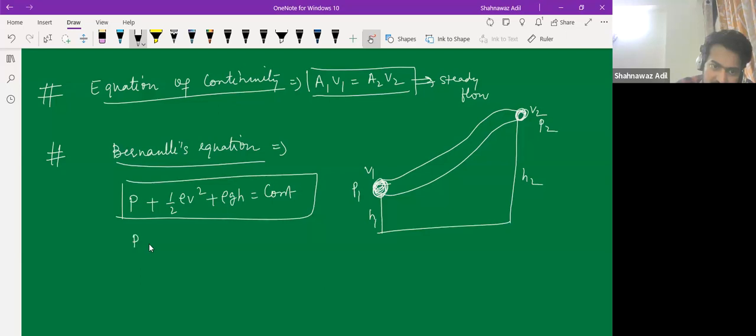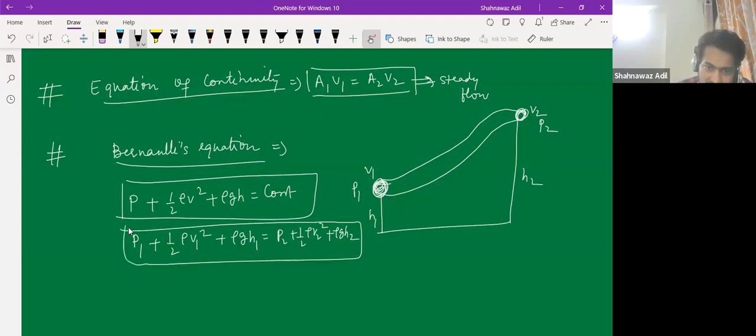So it says that P1 plus half rho V1 square plus rho g h1 would be equal to P2 plus half rho V2 square plus rho g h2. So this is Bernoulli's equation.